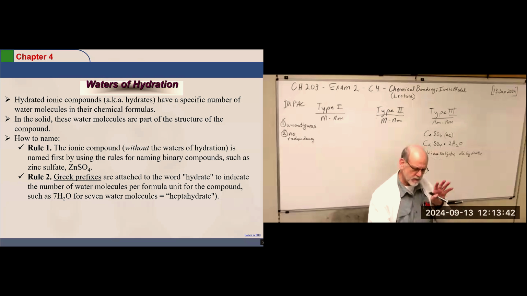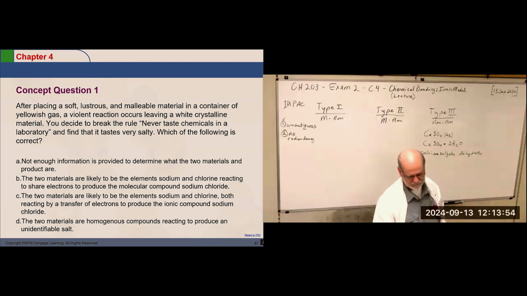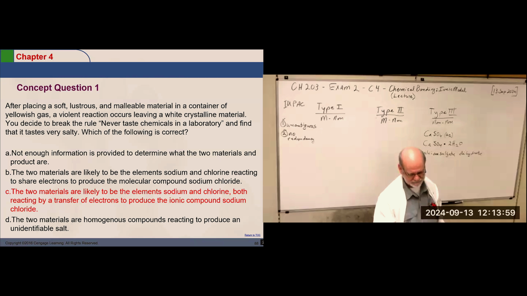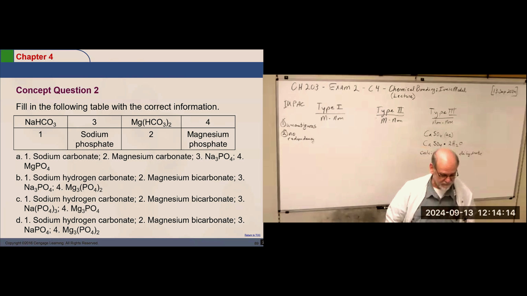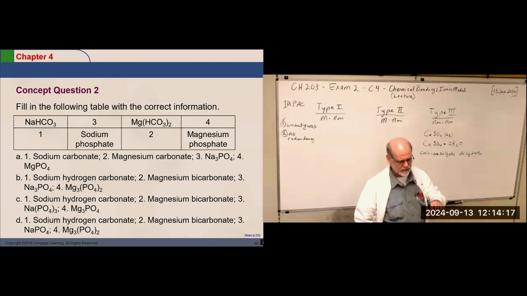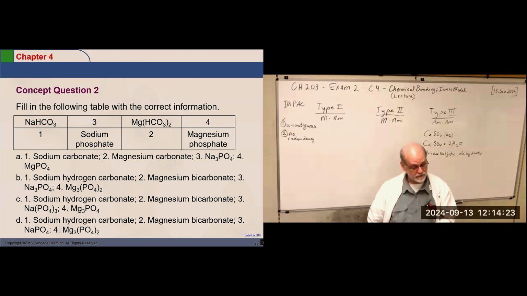Okay, so that's the way we name compounds with waters of hydration. And concept questions, we could do them. But there's the answer. If you're so inclined, check it out. And there's a second one. Fill in the following table. Oh, all right. We can do that. We did that one already. I erased it. Sodium hydrogen carbonate. Hydrogen carbonate is a polyatomic ion.